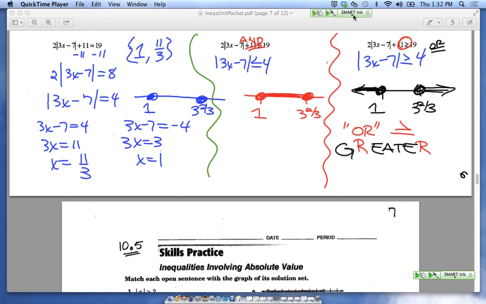And the AND scenario, AND, is always associated with a less than or equal to scenario. Meaning this is true when your variable is on the left, you have your inequality symbol, and then the number on the right.